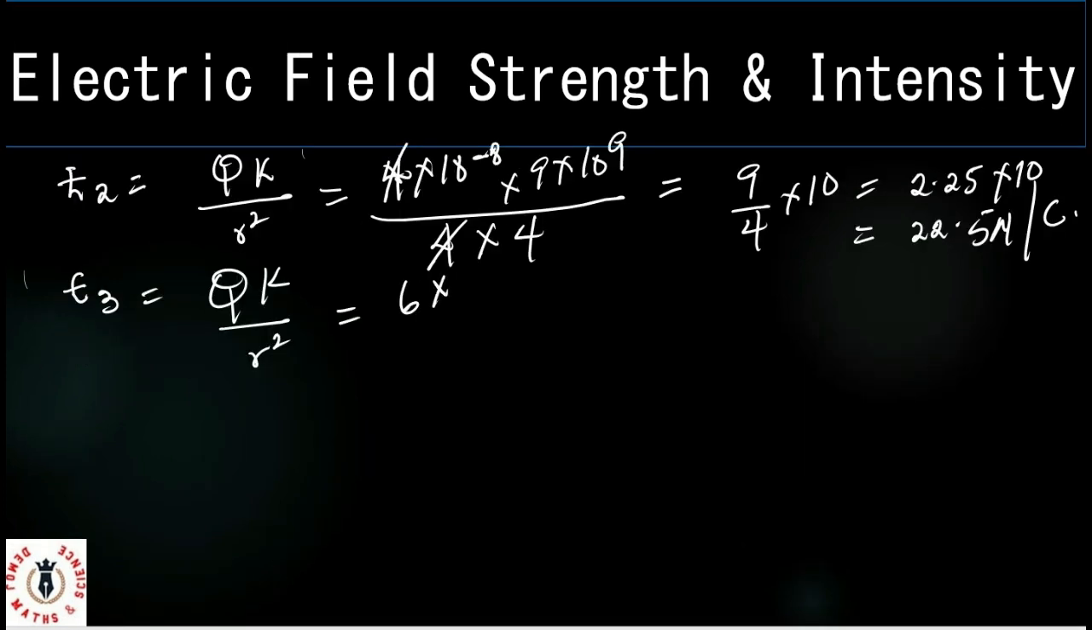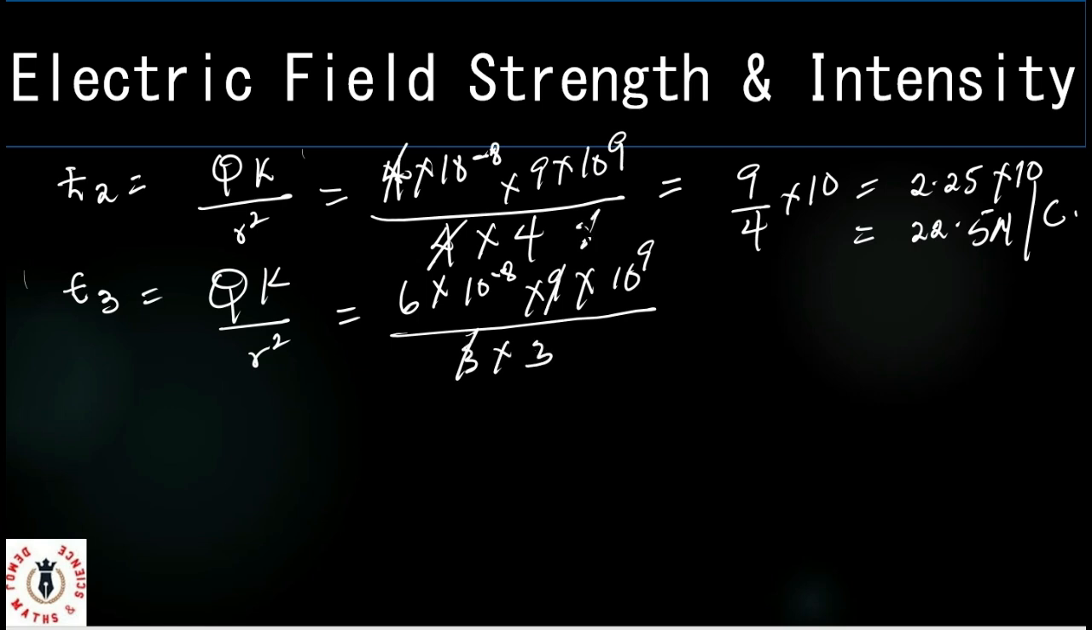So that will be 6 times 10 raised to the power minus 8 times 9 times 10 raised to the power 9 over 3 times 3. 3 here is 1. 3 in 9 is 3. 3 here is 1. So I'll have 6 times 10. That's the same thing as 60 newton per coulomb. Now we have all the electric field intensities. We have our E1, E2, and E3.